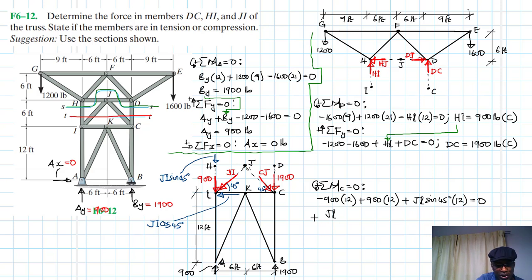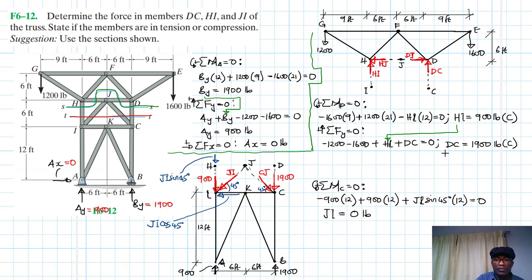Therefore, JI will be equal to this component 900 by 12 minus the other one. So the two, they will give us zeros. Therefore, JI is just going to be equal to 0 pounds.